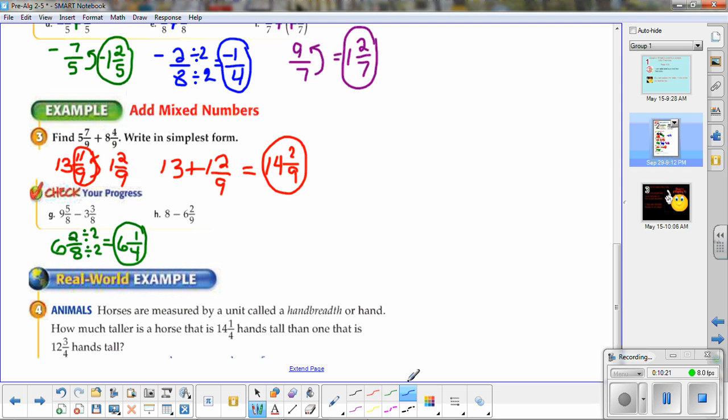Now the last example like this is a little weird in that we are taking a mixed number away from a whole number. We're going to rename 8 as 7 and 9/9. 7 and 9/9 has the same value as 8 because 9/9 is 1 and 7 plus 1 is 8. The reason why I used ninths was because the other fraction had a 9 in the denominator. So I'm going to go ahead and do 7 and 9/9 minus 6 and 2/9.